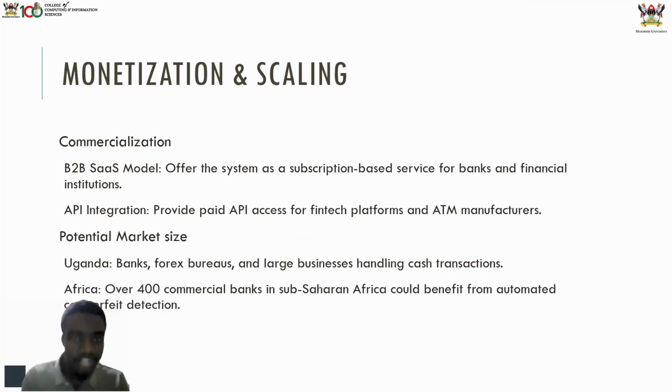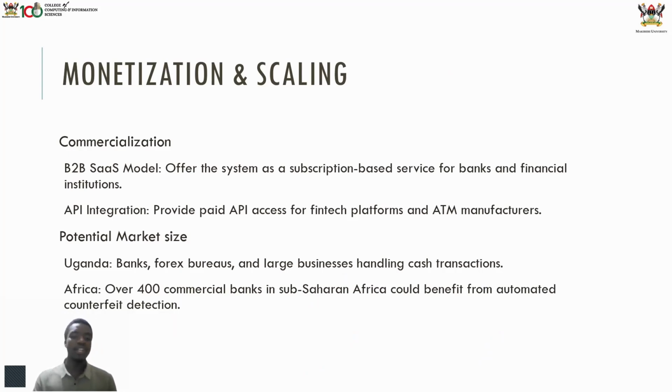Then on the monetization and the scaling, I will talk about the business-to-business SaaS model of how we can get money and income from our project. Of course, this is through subscription. Banks and financial institutions which will be using our project have to subscribe to our system. And then another thing, we have API integration. For example, any business that requires to use our services can do that through our APIs, which will be online, and the fintech companies can come and use that, for example, ATM manufacturers.